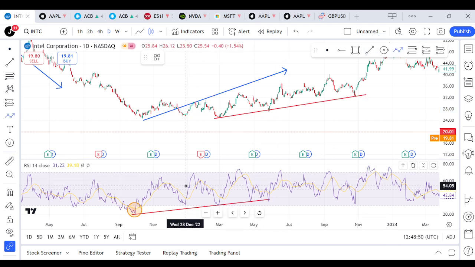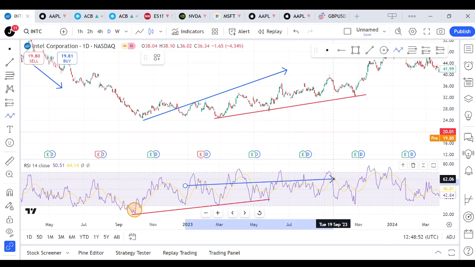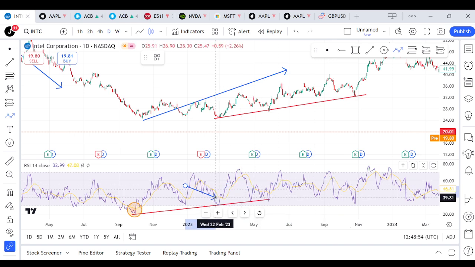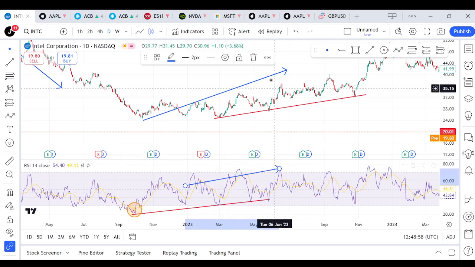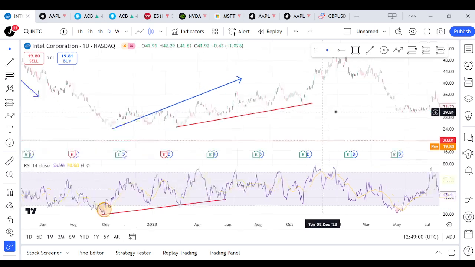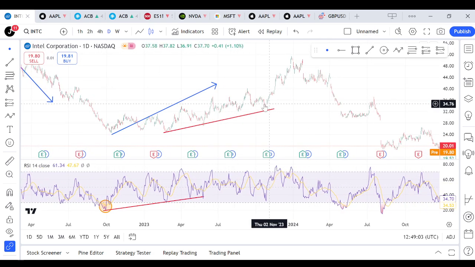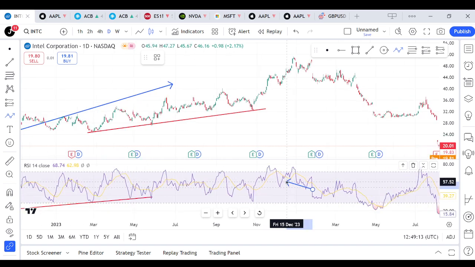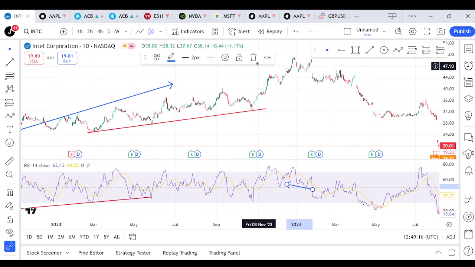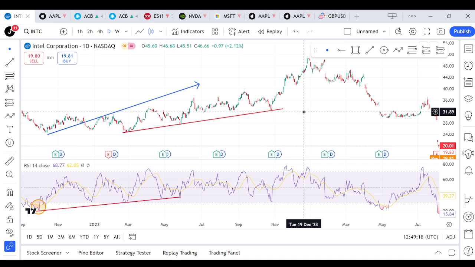We have RSI being above 50 more than it was below 50, showing that this trend is a valid bullish trend and we should be looking for the continuation to the upside. So you can see extended moves as we had here. We had price totally above the 50 level, showing that the bullish trend at the time was a very strong one. So that's how you can confirm your trends using the RSI.